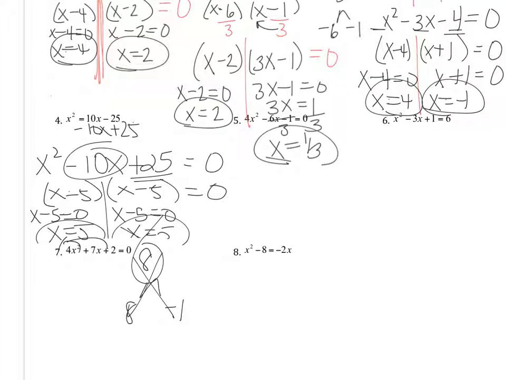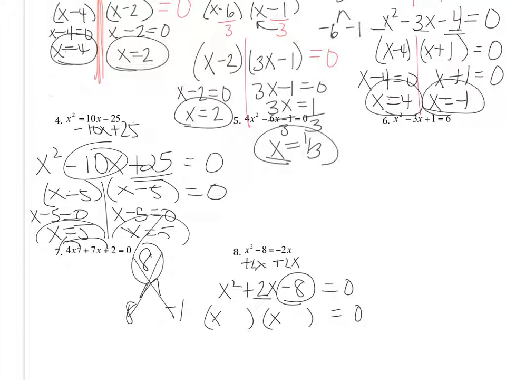Go ahead and pause this video and let's try number 8. How do I know I'm going to have to factor number 8? I have an x squared and an x. So I'm going to make this equation equal 0 by adding 2x to both sides. So I have x squared plus 2x minus 8 equals 0. So now I got to factor. I can factor quickly because I have no coefficient in front of x squared. Factors of -8 that add up to 2. +4 and -2.